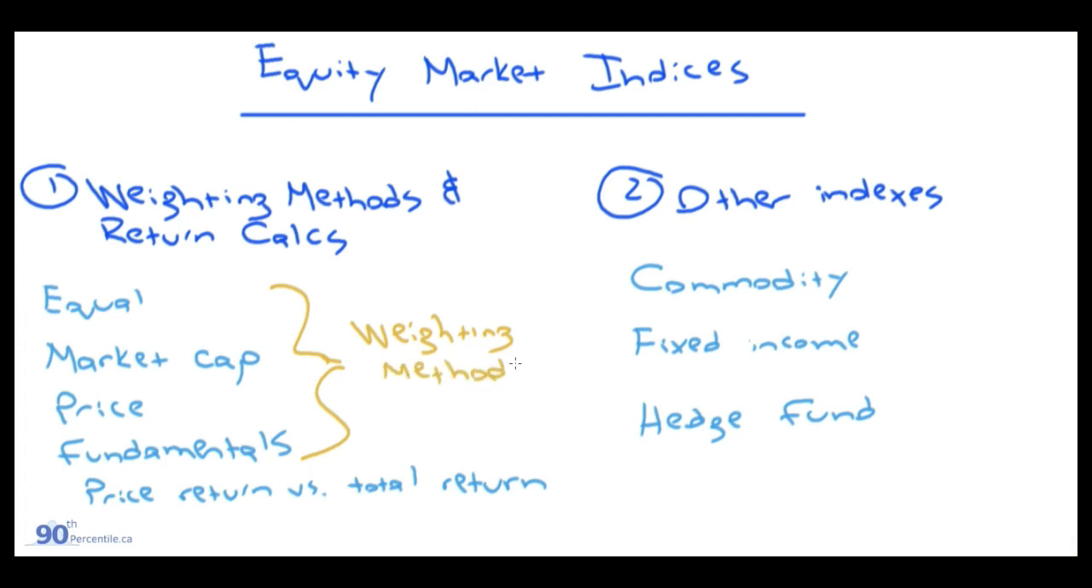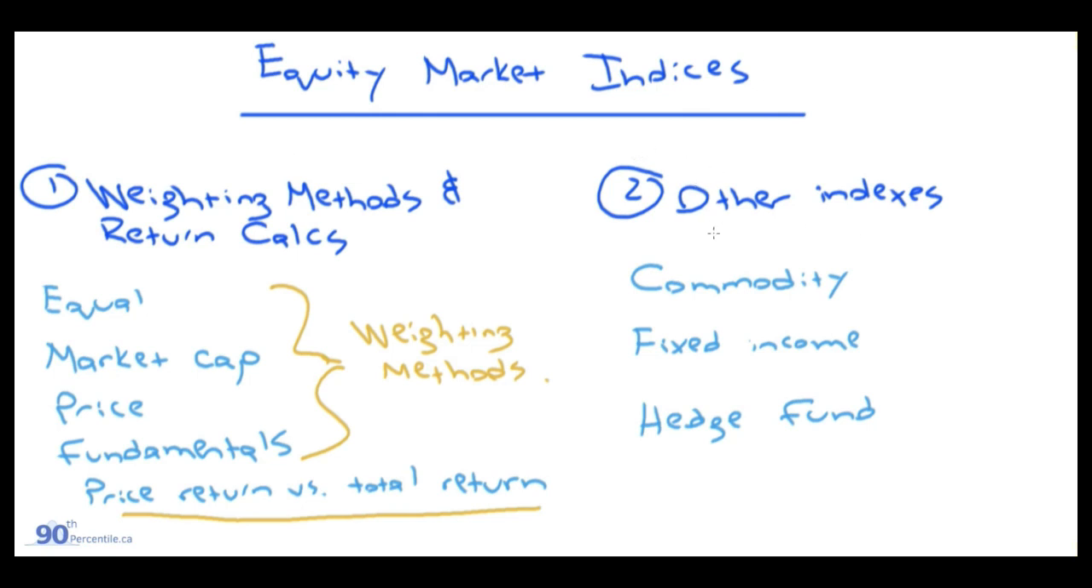So we'll go over those and actually calculate some index values and returns based on the weighting methods up here. And then speaking of return, we're also going to be able to, by the end of this, calculate a price return versus a total return for an index, with the only real difference being that a total return includes price changes, but also includes interest and dividends received.